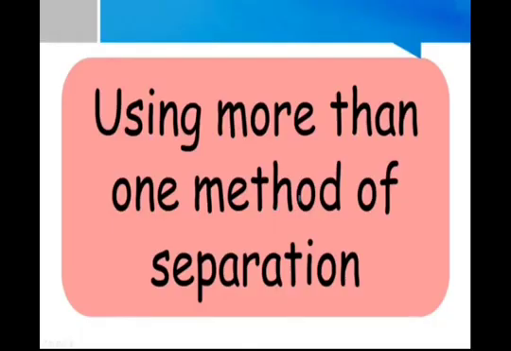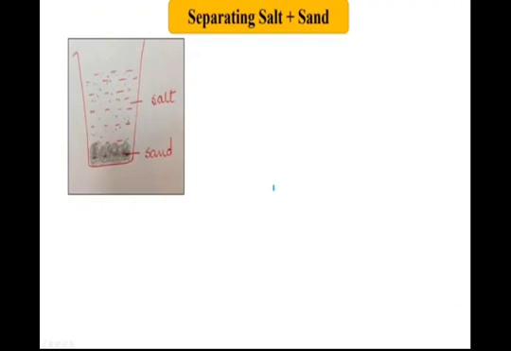Okay, now using more than one method of separation. On which occasion can we use more than one method of separation, depending on how the components look or the nature of the components present in a mixture? Do you have any idea where we can use more than one method of separation? Yes, please look at here. If you want to separate salt and sand, which method can be used? If you want to separate a mixture of salt and sand, which method can be used?